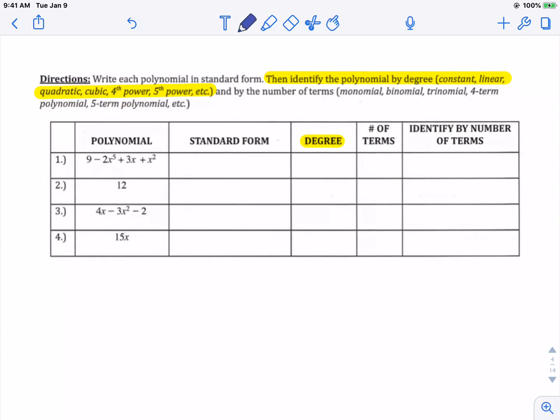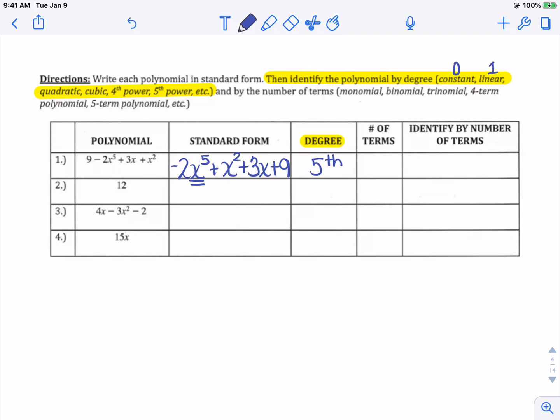After getting it in standard form, and I'm going to do that one really quickly, then you want to categorize them by degree. And what we learned about degrees was that degrees mean the highest power that's on the variable. So in our case, the highest power on the variable is a 5, so this is a 5th degree. And if you see in the directions that it gives you choices. Constant means a degree 0 on the variable. That means there isn't an x to the 0.